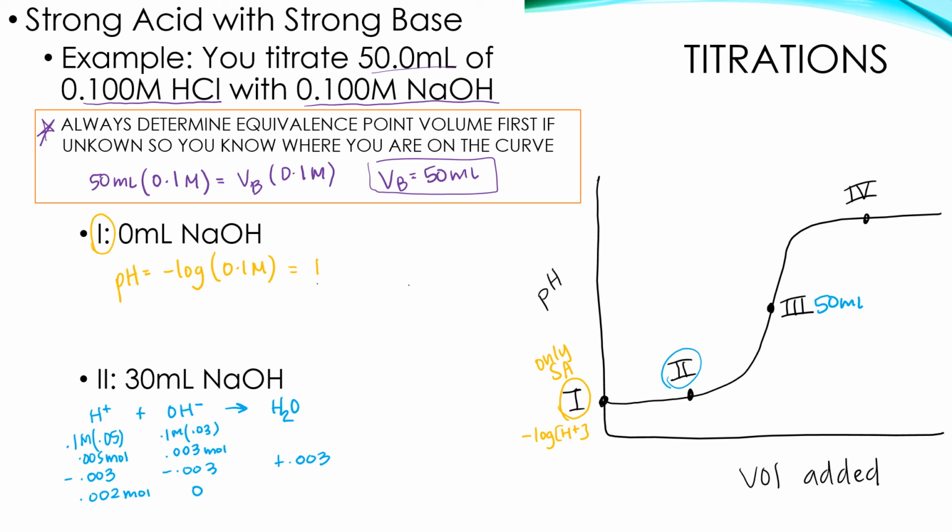So now I'm going to convert this back to molarity. Now, my new volume, I already had 50 milliliters in my flask, and I've added 30 milliliters. So now I have 80 total milliliters. So I'm going to divide this by 0.08. And so my new concentration, or my concentration of excess hydrogen, is 0.025. So now I'm going to take the negative log of 0.025, and I get 1.6.